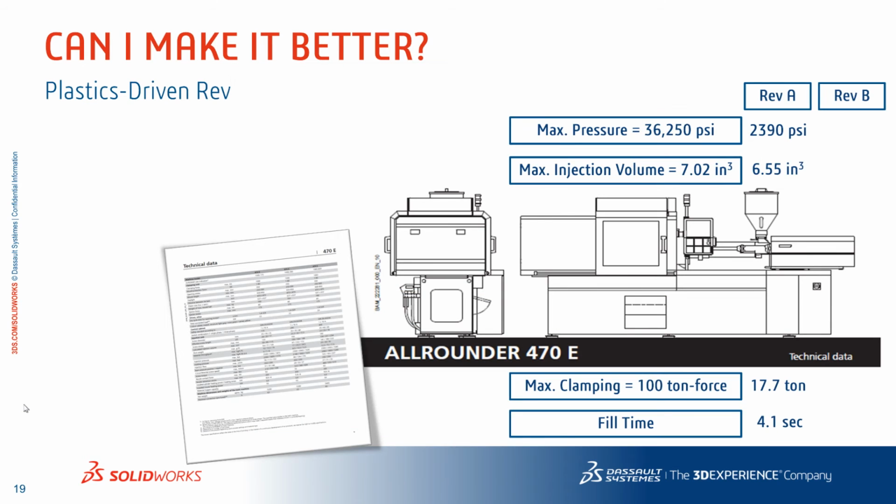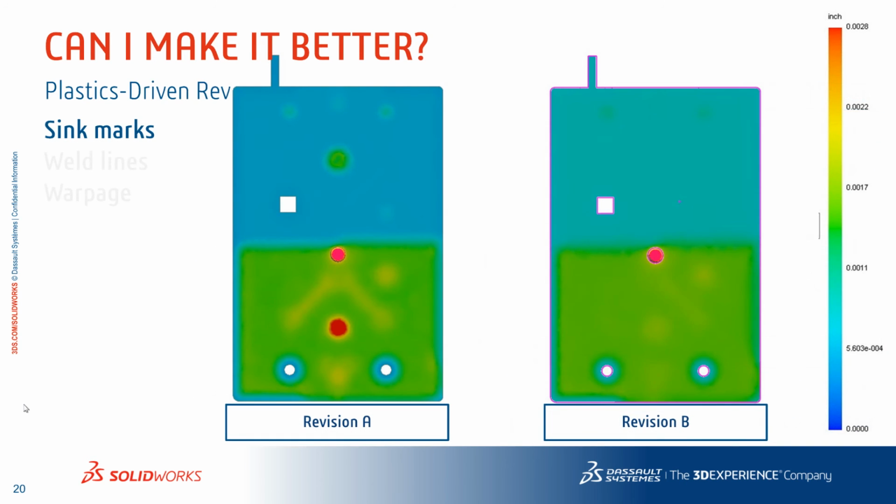The first thing I'm going to do is look at those same numbers. Did I make any changes that may have increased the pressure requirements or violated some of the rules of my machine? And I see that I didn't. In fact, I was able to decrease the volume, decrease the pressure, decrease the reaction force, and also decrease the fill time. So all in all, I'm still within the safety parameters of the machine.